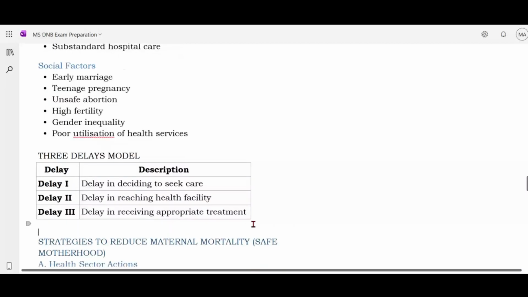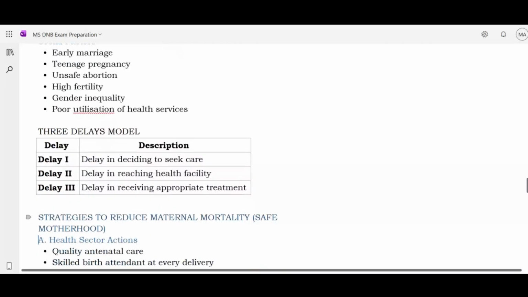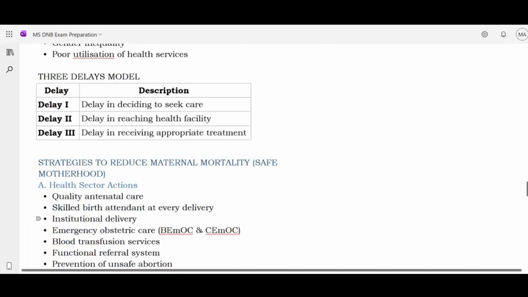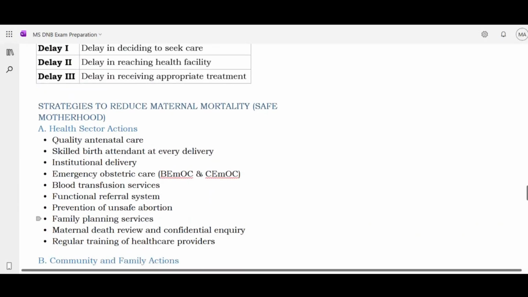So, what are the strategies to reduce maternal mortality? These are the components of safe motherhood. Whatever factors we have seen already, we have to act on those factors. Health sector actions will be quality antenatal care, skilled birth attendant at every delivery, institutional delivery, and emergency obstetric care, that is basic emergency obstetric care and comprehensive emergency obstetric care. So BMOC and CMOC are important. What BMOC and CMOC are, we will see subsequently.